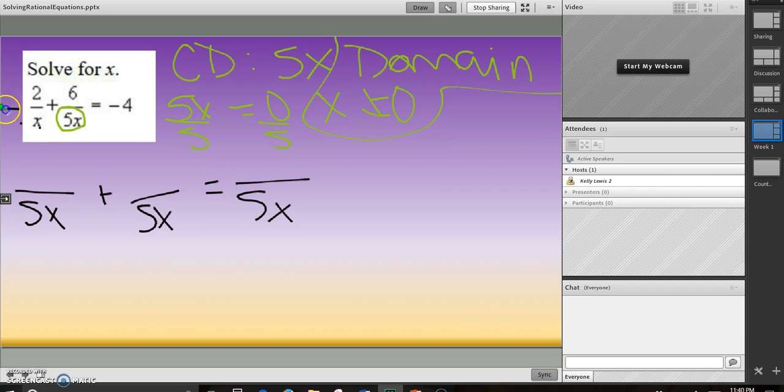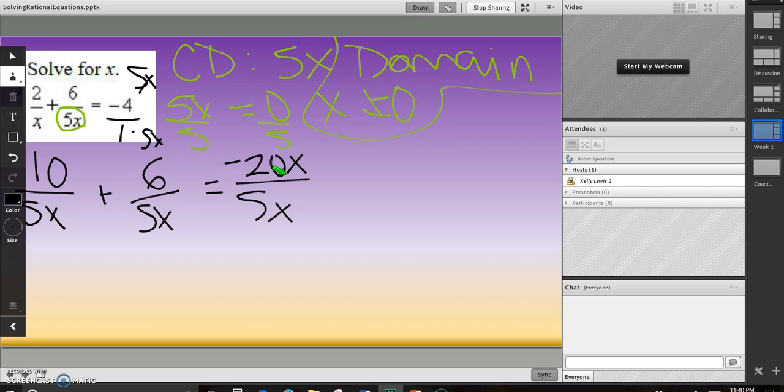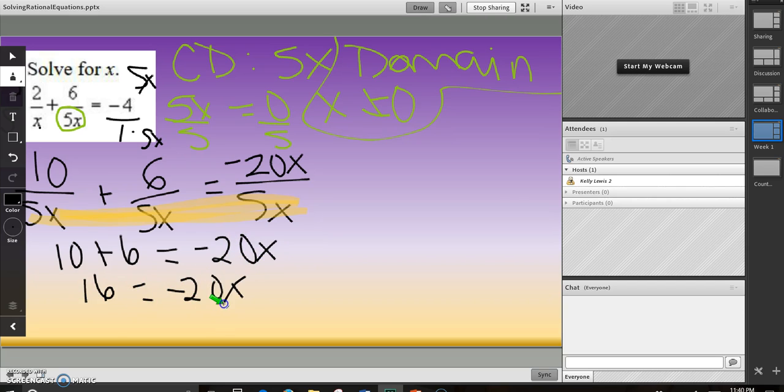All right, he's an x, so I need to multiply by 5. 2 times 5 is 10. He's already 5x, so she gets the 1. So I need that to be 5x. I'm going to multiply by 5x. So negative 4 times 5x is negative 20x. Don't simplify, just take out the denominator. So I have 10 plus 6 equals negative 20x. So we really have 16 equals negative 20x.